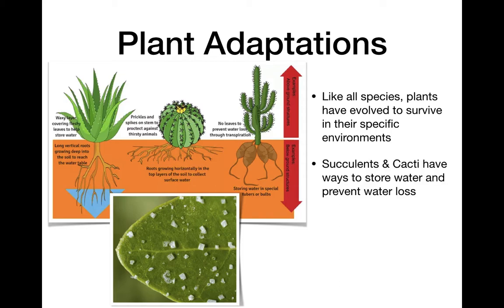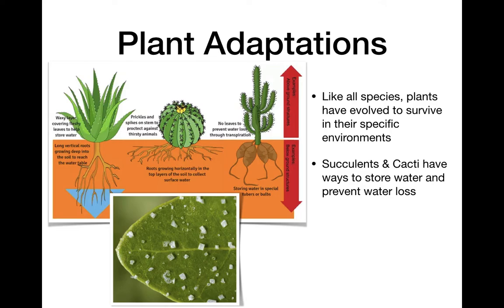So, succulents and cacti, those are two types of plants, xerophytes is the name of the family, that can store water and prevent water loss. So here's some examples of structures here. Some cacti have these really huge bulbs underground to help them store water. On a cacti like this, the spines are actually modified leaves, but they have no real leaves, so they don't want to lose water through transpiration.